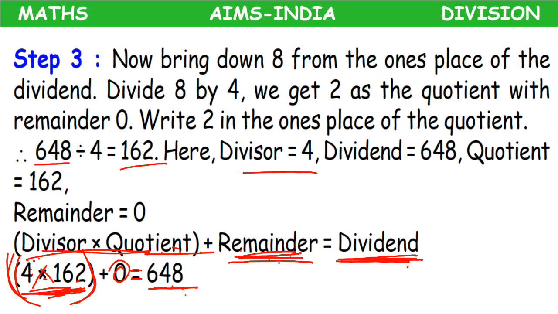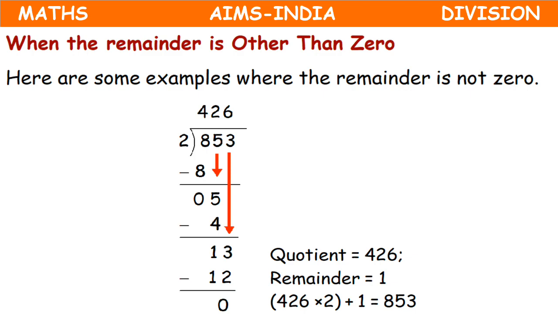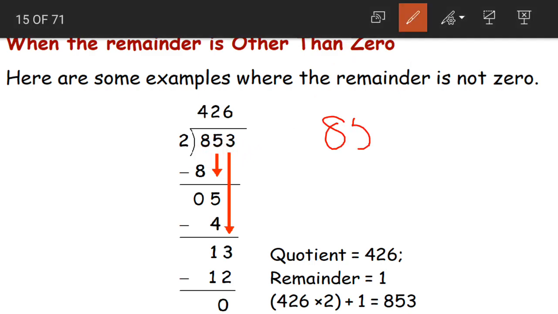648. Okay. Now let us solve one more example of division from 3-digit number by a 1-digit number where the remainder is other than 0. 853 divided by 2. The question will be like this, children. 853 divided by 2.